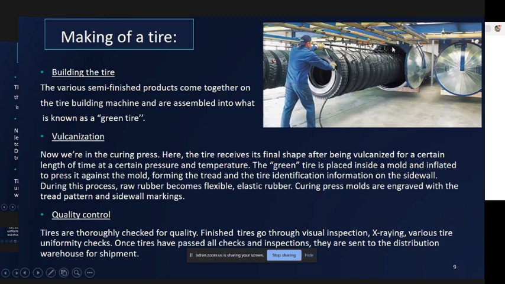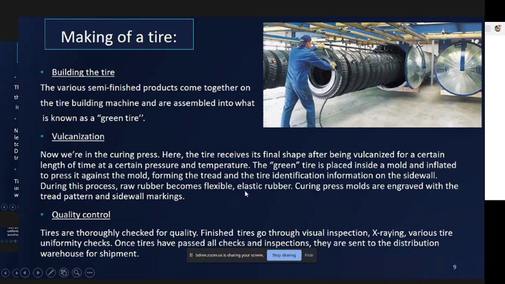It is done inside a curing chamber where green tires are inserted and held inside a mold. Due to high temperature and pressure, the rubber gets inflated, and as a result, after this process, the raw rubber becomes flexible and also elastic.